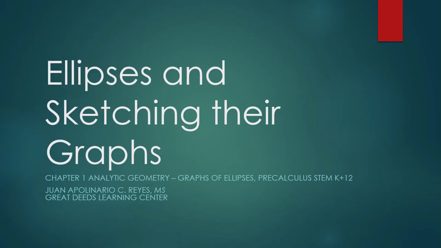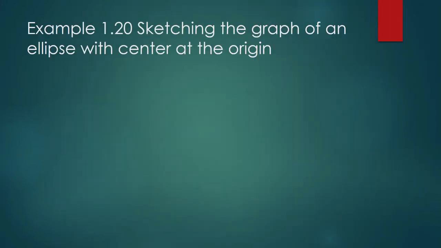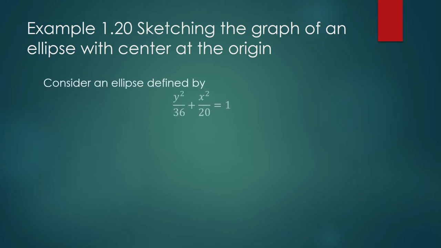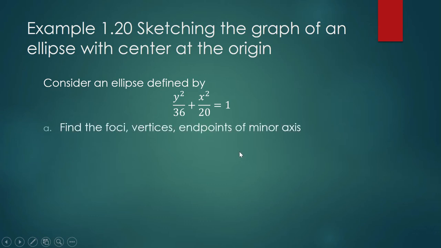What shall we do? We shall continue with sketching the graph of an ellipse. Example 1.20, sketching the graph of an ellipse with center at the origin. So let us pay attention to an ellipse whose standard equation is given by y squared over 36 plus x squared over 20 is equal to 1. Find the foci, vertices, endpoints of your minor axis, and sketch the graph.